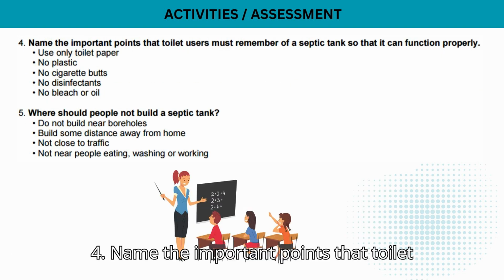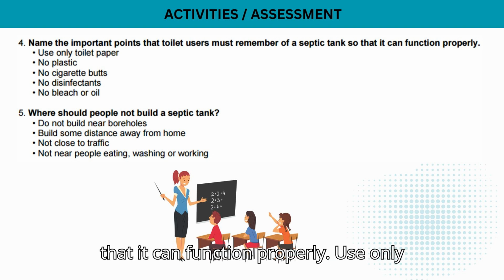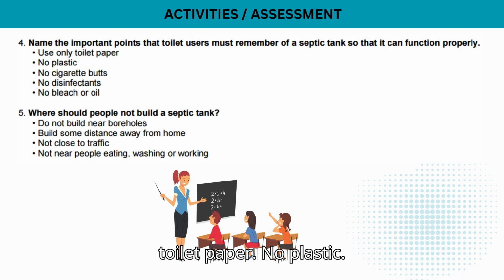4. Name the important points that toilet users must remember of a septic tank so that it can function properly. Use only toilet paper. No plastic. No cigarette butts. No disinfectants. No bleach or oil.